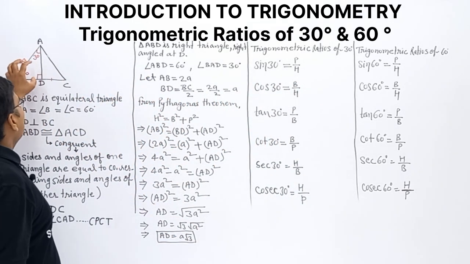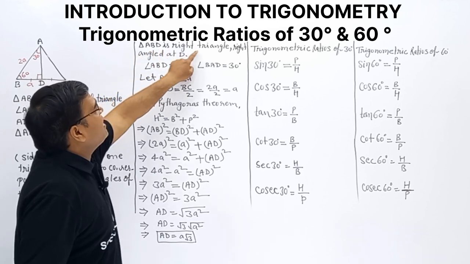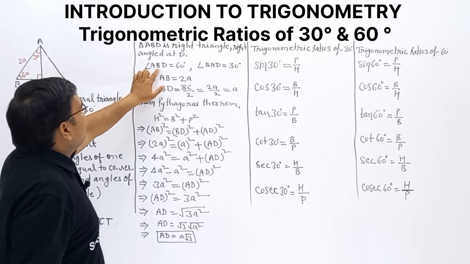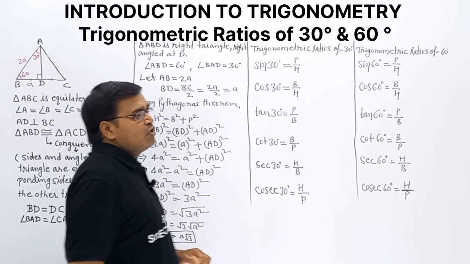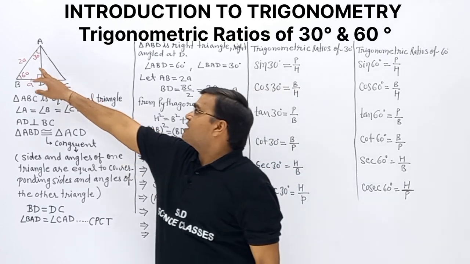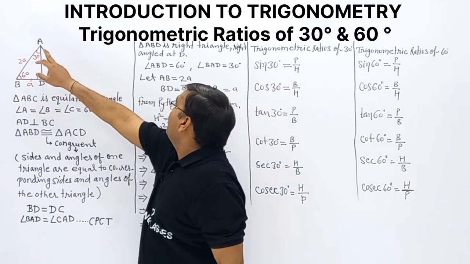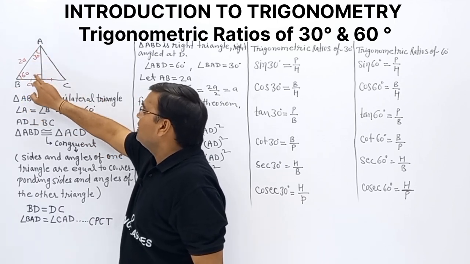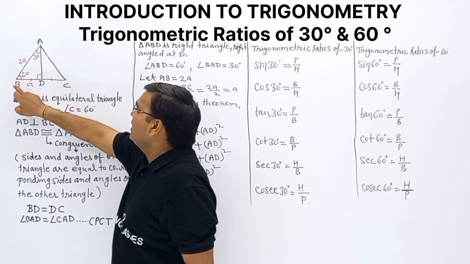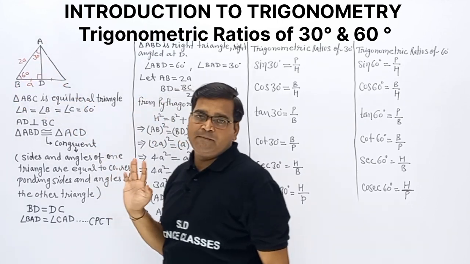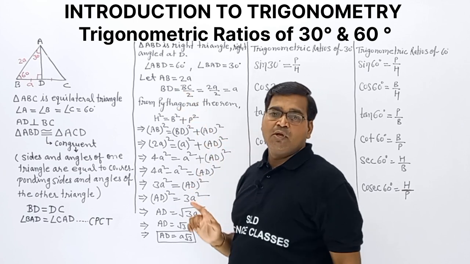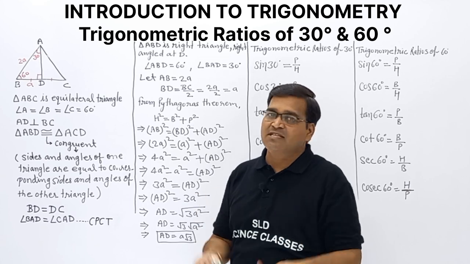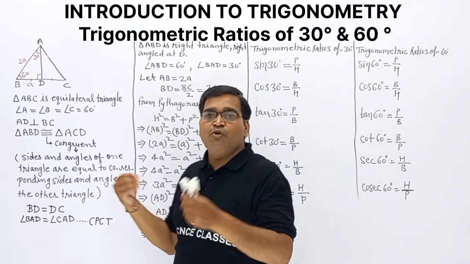Now next one. Now I am taking one right triangle. Triangle ABD is a right triangle and the right angle is at D. This right triangle ABD, angle ABD is 60 degree and angle BAD is 30 degree. Clear? Then our task is to find the ratios, and for ratios we require all the sides. So we will assume some sides.